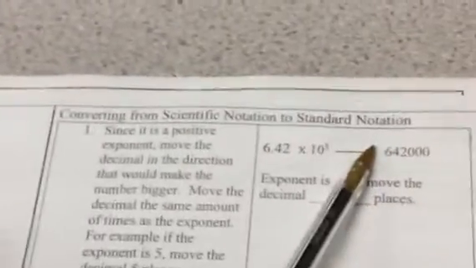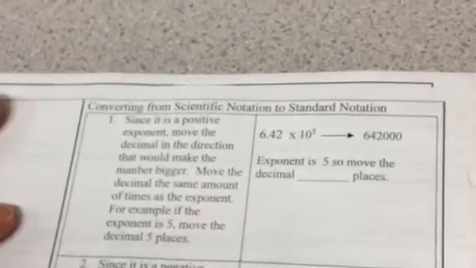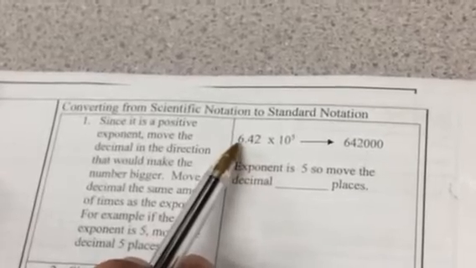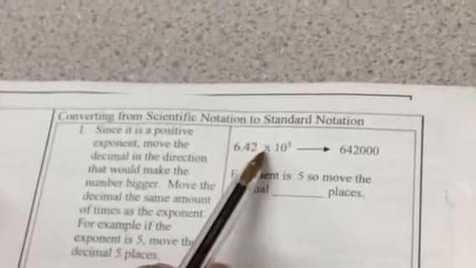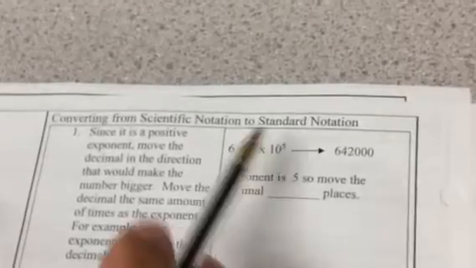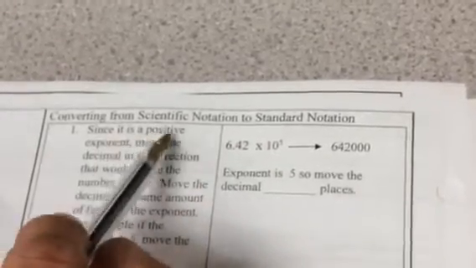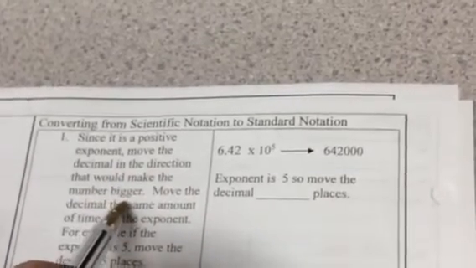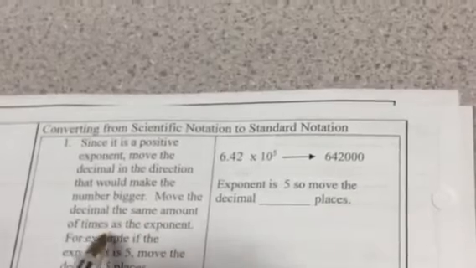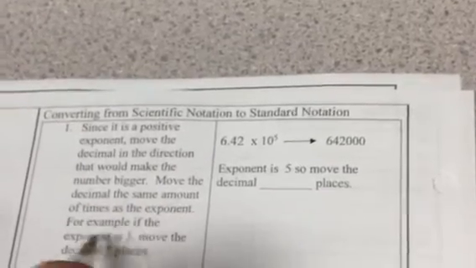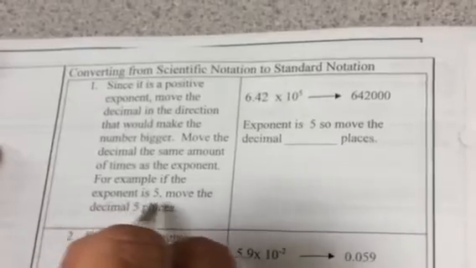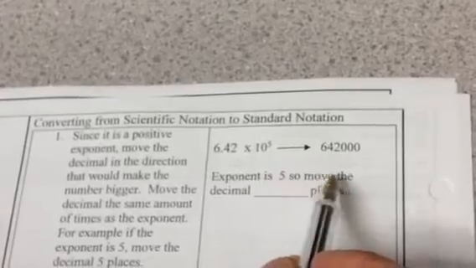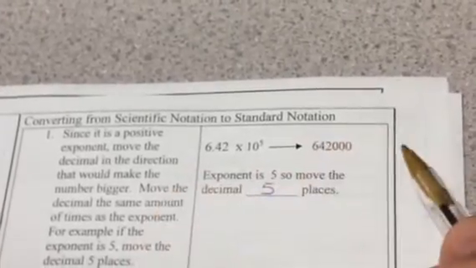Okay? Now, if you flip over to the back on your notes, you'll be converting from scientific notation to standard notation. There are also steps to take, but in the reverse. Now here, we have it as a decimal and times the power. So what you have to do now is, since it's a positive exponent, you're going to move the decimal in the direction that would make the number bigger. Move the decimal the same amount of times as the exponent. For example, if the exponent is 5, you move the decimal 5 places. So here, the exponent is 5, so you're going to move the decimal 5 places.